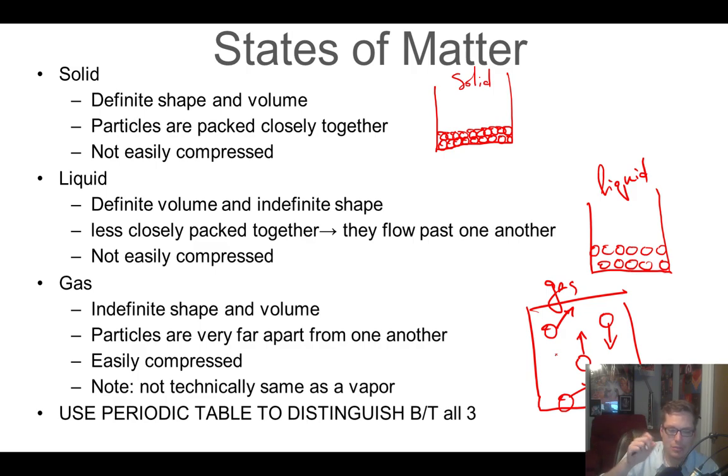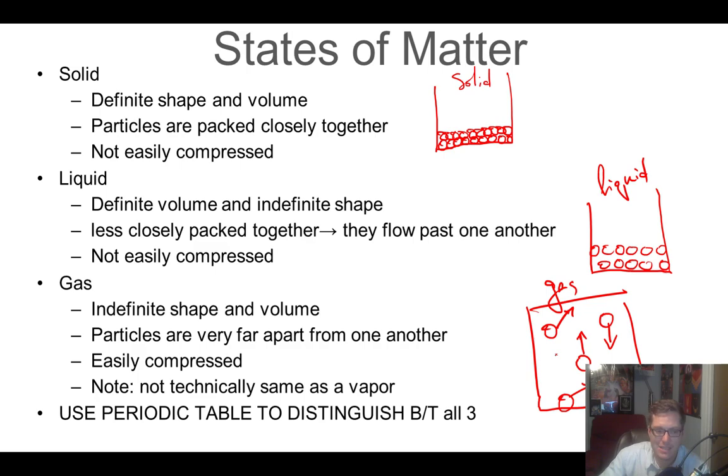Okay, easily compressed. That means we can take these things and force them down into really tiny containers. That's why we can take gases like helium and hydrogen and propane and things like that and put them in containers, so that we have a lot of it in just a tiny space.